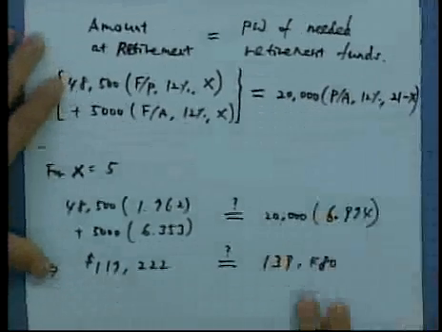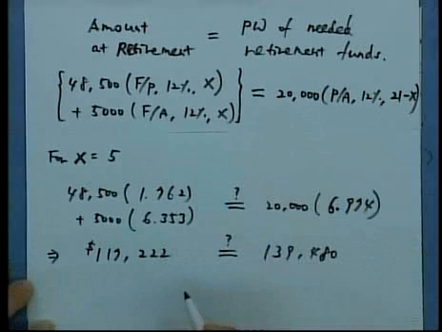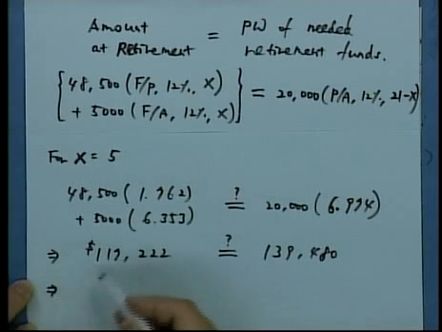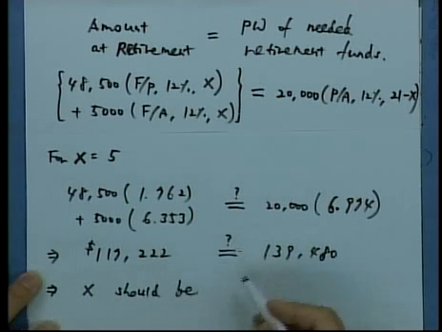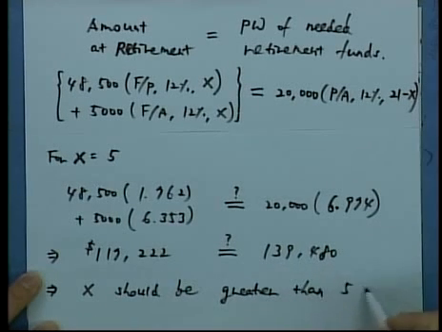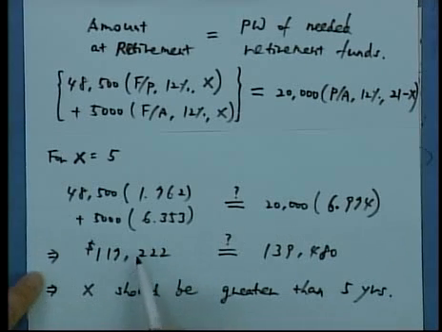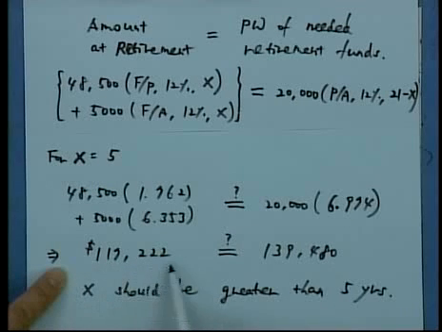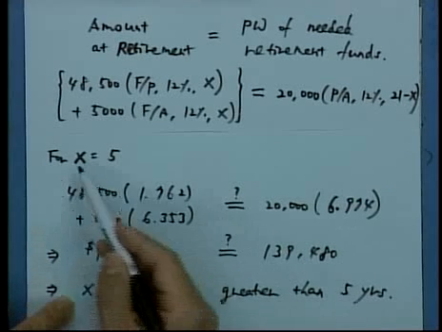So in this case, X should be greater than 5 years, because the amount of money he has at retirement is a lot less than the amount of money needed for his retirement. Okay? So X should be greater than 5 years.